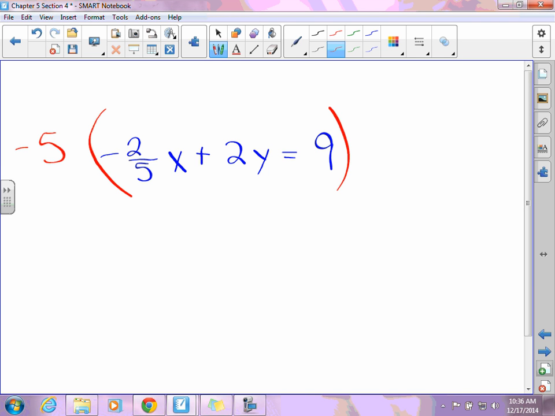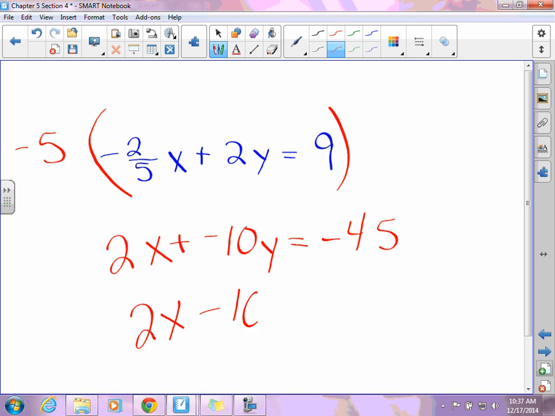Okay, so -5 times -2/5 is 2x. Because a negative times a negative is a positive. By multiplying by 5, you're getting rid of that denominator. Okay, plus -5 times 2 is -10y equals -5 times 9 is -45. And again, if you want to write it as 2x minus 10y equals -45, you may do that. That's just fine. But that's how you do it. You don't want a to be negative, and you don't want it to be a fraction. Yes, sir. Oh, you got a question? Okay. Any questions on this?